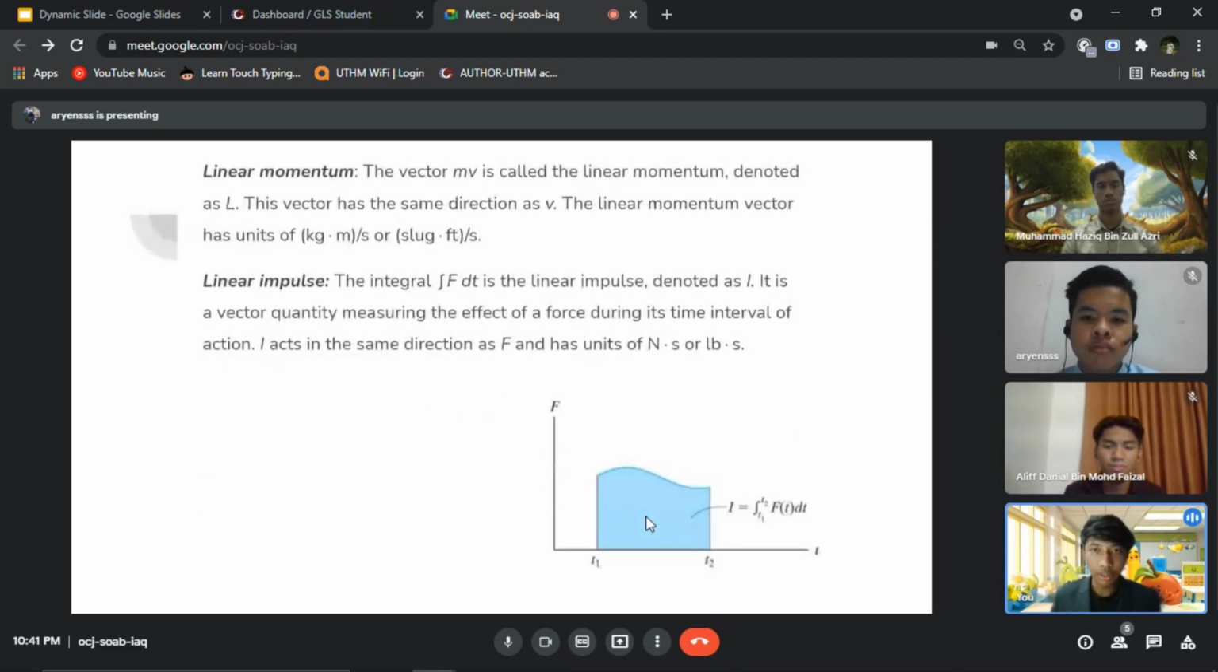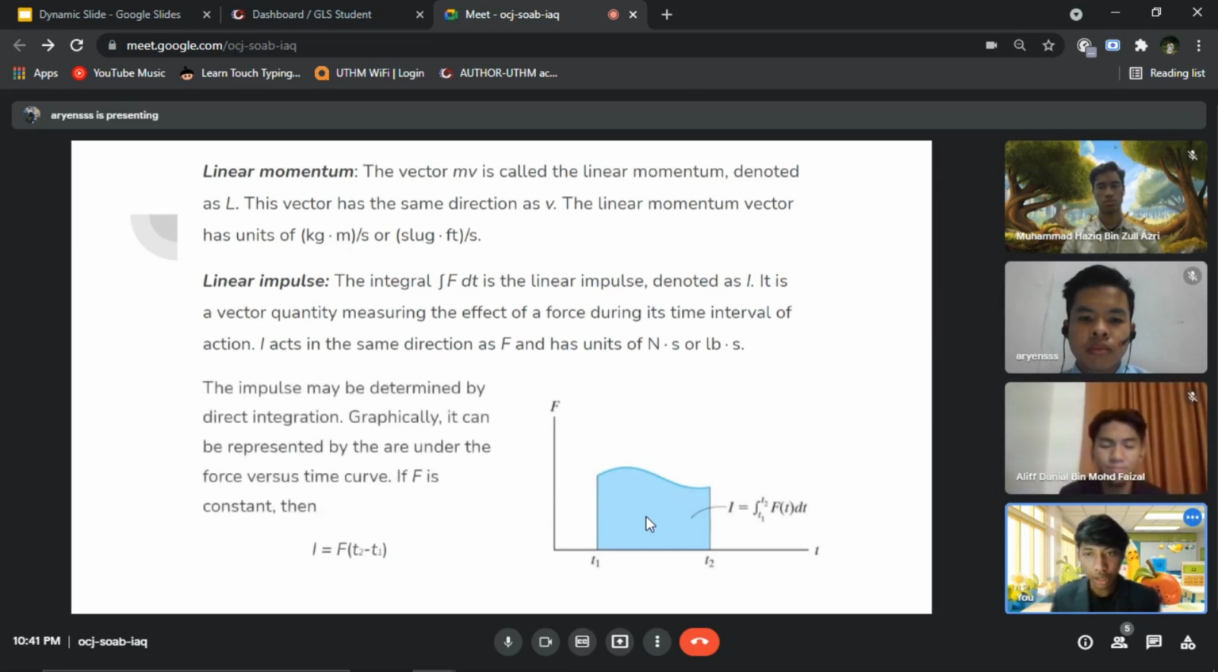So what is linear momentum? Linear momentum is the right side of the previous integrated equation. The unit is kg m per s. Linear impulse is the left side of the equation. It is the integral of force over time, and the unit is Newton second. As you can see in the graph, we can directly integrate, and we can represent it by that graph.